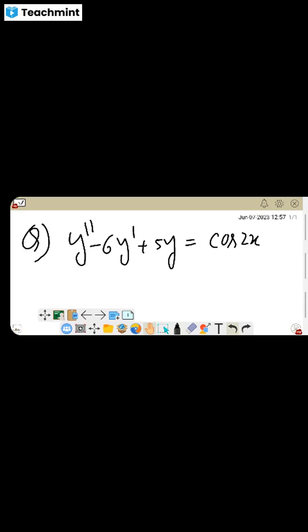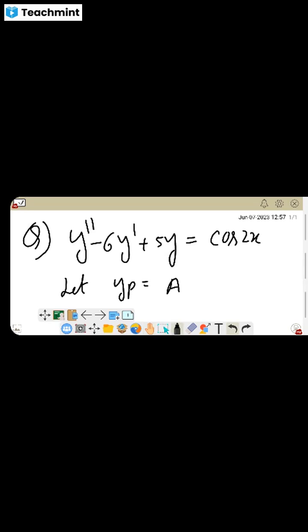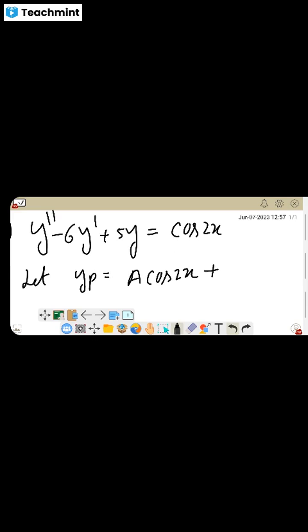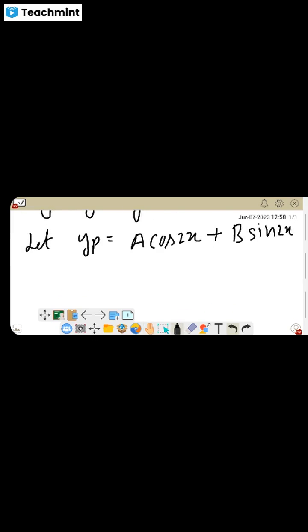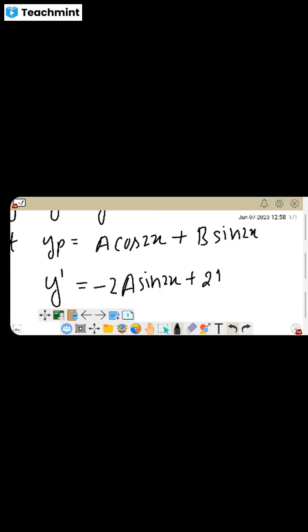Now let yp be a into cos 2x plus b sin 2x. Here this is cos ax. Now we are differentiating it. So y dash is equal to minus 2 into a sin 2x plus 2 into b cos 2x.